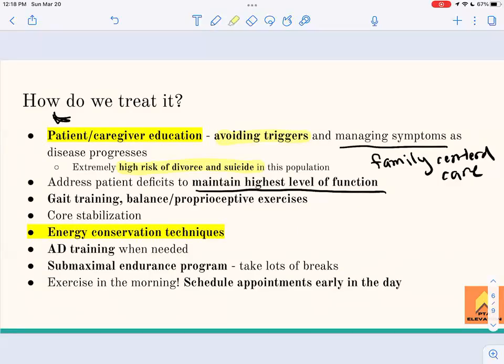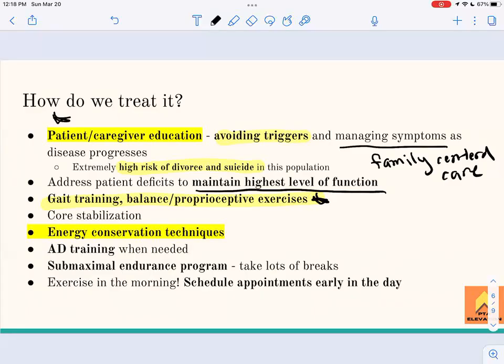So with us in the clinic, what are we doing? We're doing gait training, balance, and proprioceptive exercises. This is to decrease the patient's fall risk and also to help them be as functional as possible, because sometimes a patient can only walk across the room and they need to sit down. We need to make sure that they're as functional as possible to help them with just existing and completing their ADLs and stuff like that.